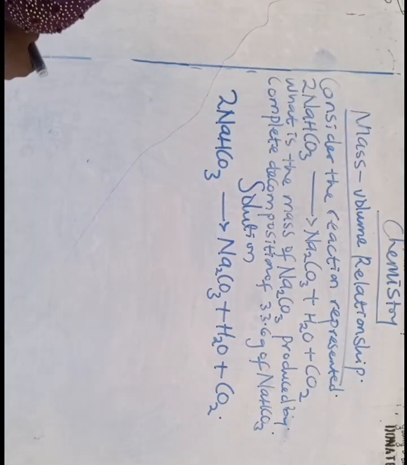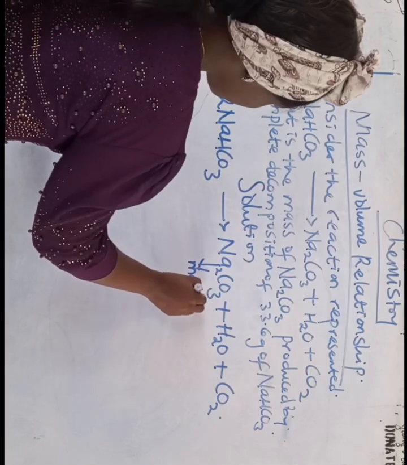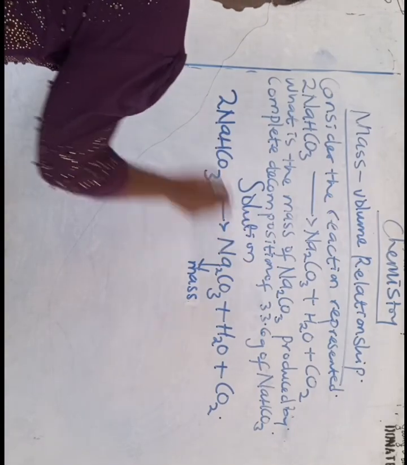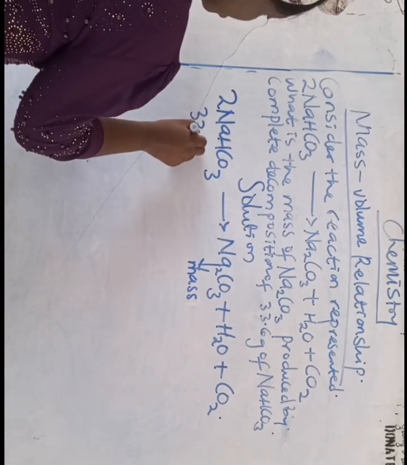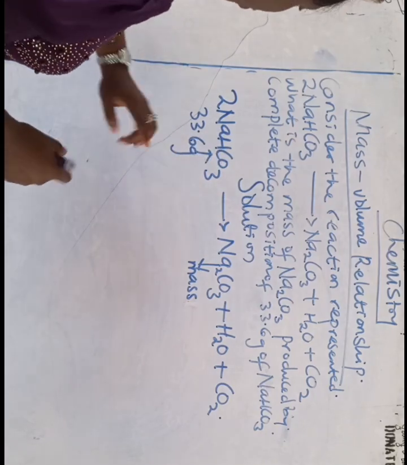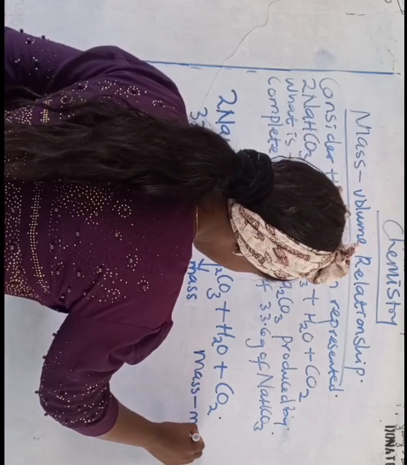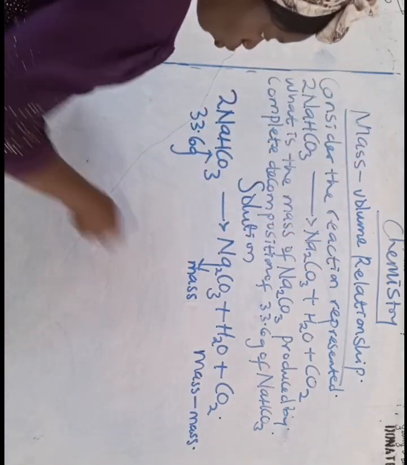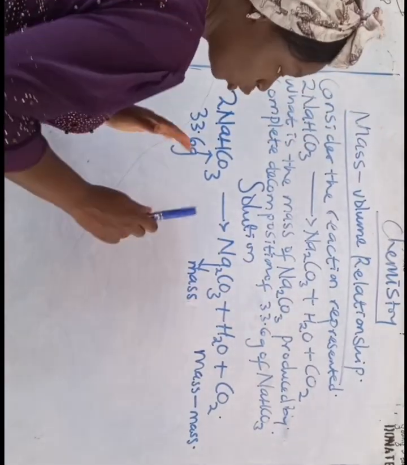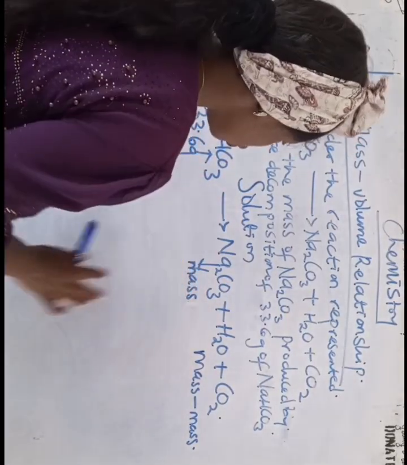Now, the question now is, what is the mass of Na2CO3? Mass. Are you seeing it? The relationship here is mass. Produced by the complete decomposition of what? 33.6 gram of this. Okay, so this gram is also in mass. So the relationship here is what? Mass to mass relationship. Now, if you look at this question, was water mentioned? No. Was CO2 mentioned? No. So what you are working with is just the Na2CO3 and NaHCO3.